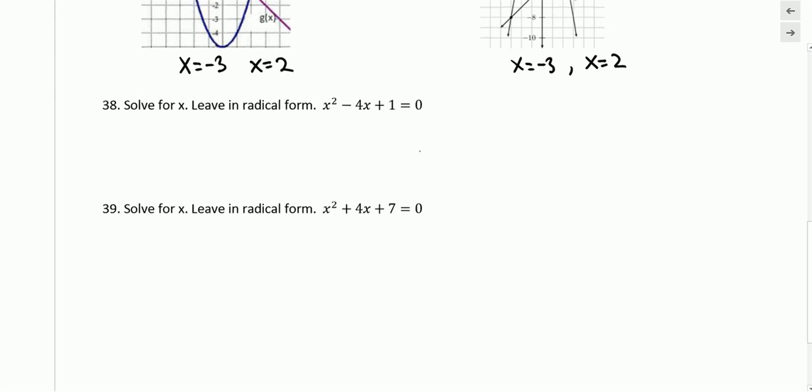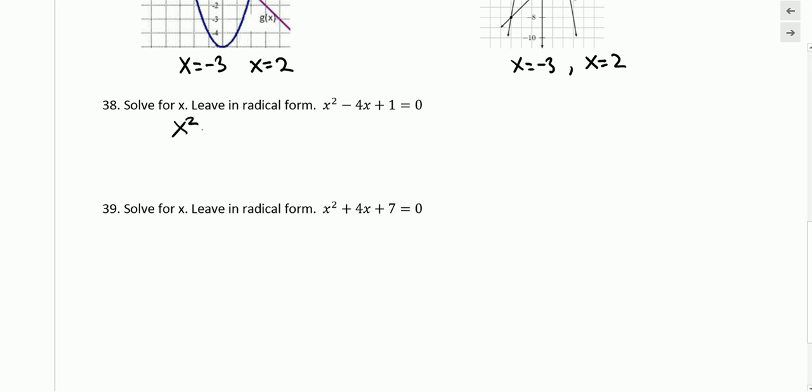Solve for x, leave in radical form. It doesn't specify which method to use. You can use quadratic formula or completing the square. I'll do both methods. First, completing the square.